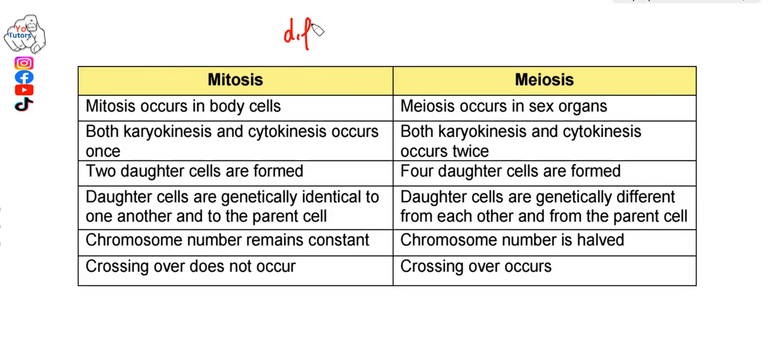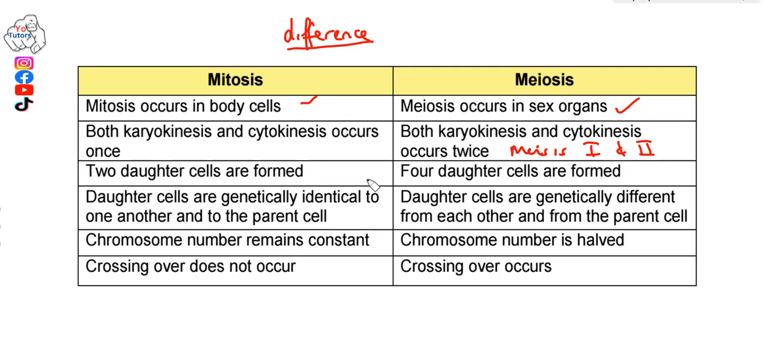Then also look at the differences between mitosis and meiosis. Remember we said mitosis occurs in body cells and meiosis occurs in the sex organs, which are your testes and ovaries. In mitosis, both karyokinesis and cytokinesis occur once, but in meiosis both occur twice. Why? Because we have meiosis 1 and 2, so it occurs in meiosis 1 and also in meiosis 2.